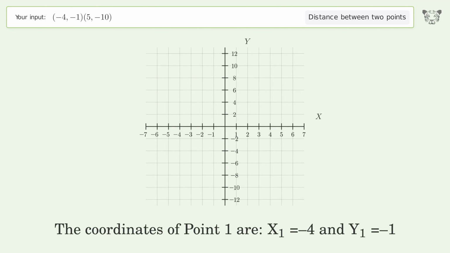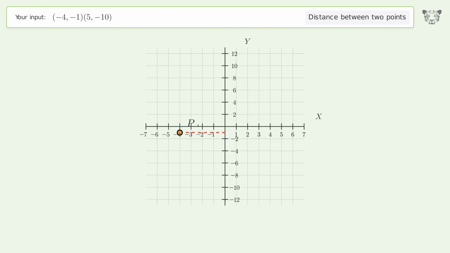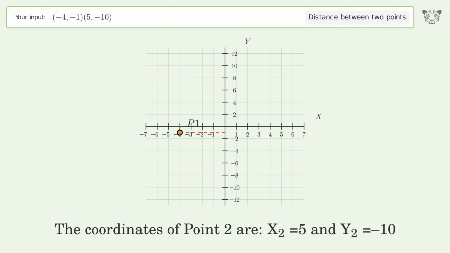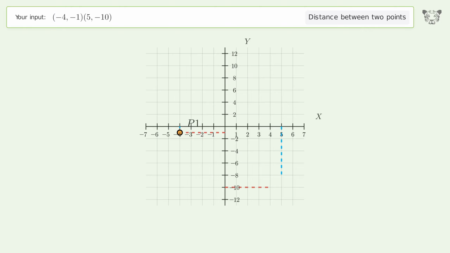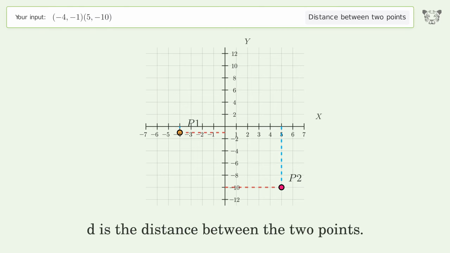The coordinates of point 1 are x1 equals -4 and y1 equals -1. The coordinates of point 2 are x2 equals 5 and y2 equals -10. D is the distance between the 2 points.